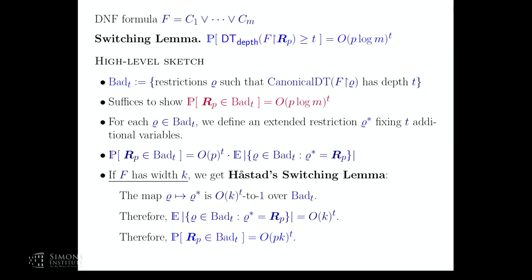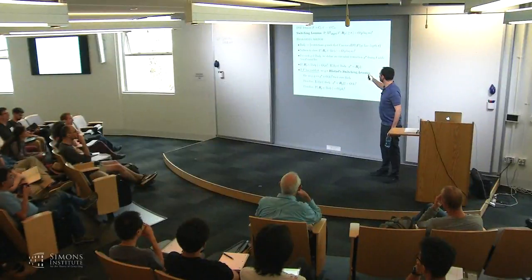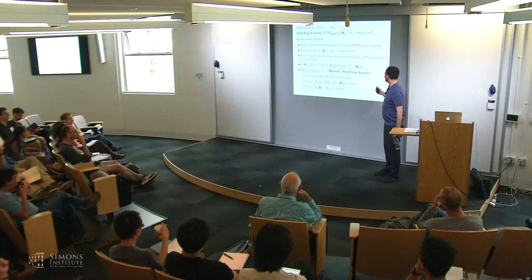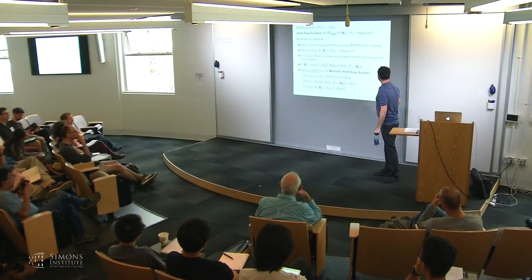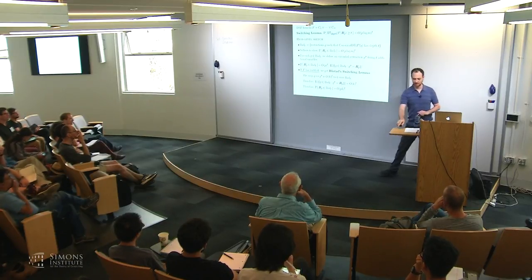We still haven't defined this canonical decision tree. No, I haven't defined it. The definition will be the same for the two proofs. So a lot of this will look familiar. I've yet to define this, and I've yet to define this extension. So let me do that next.